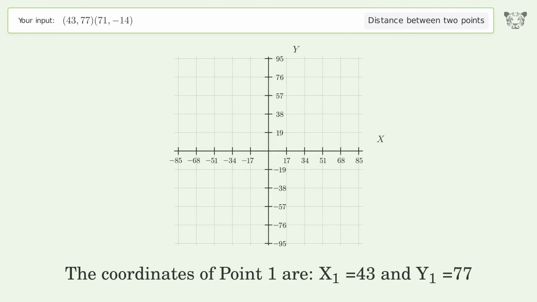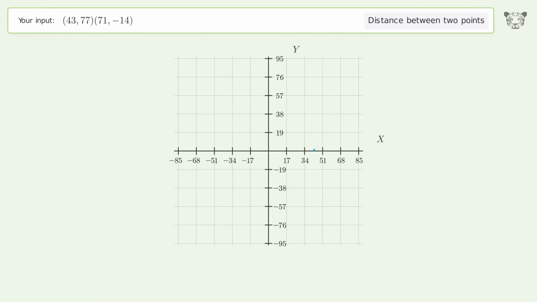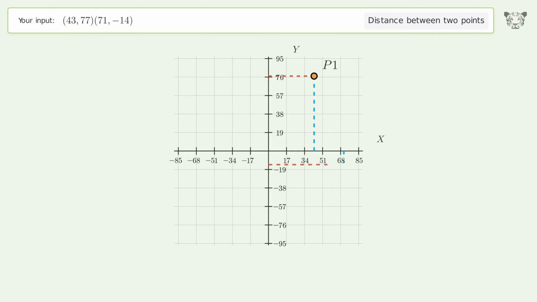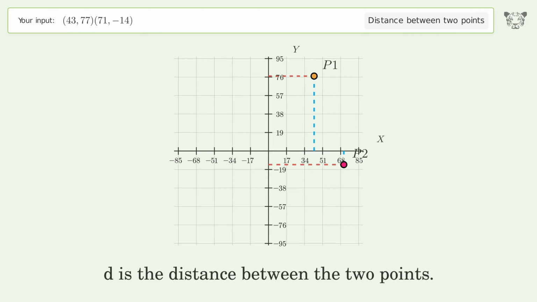The coordinates of point 1 are x1 equals 43 and y1 equals 77. The coordinates of point 2 are x2 equals 71 and y2 equals -14. D is the distance between the 2 points.